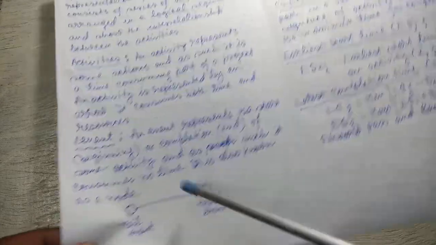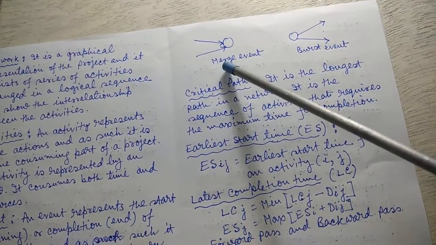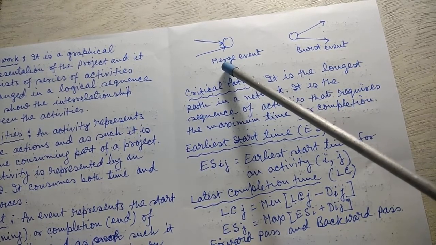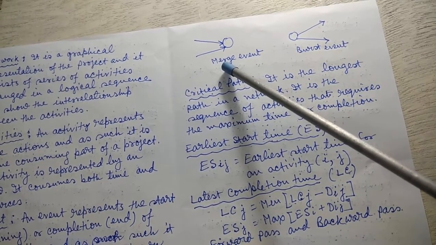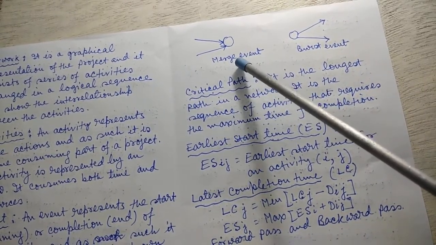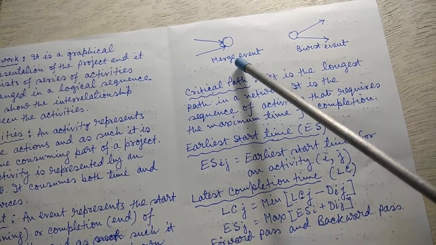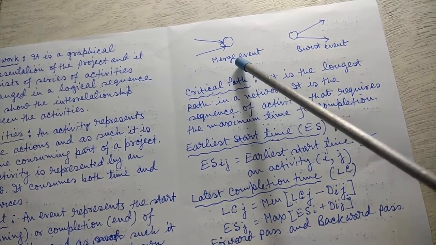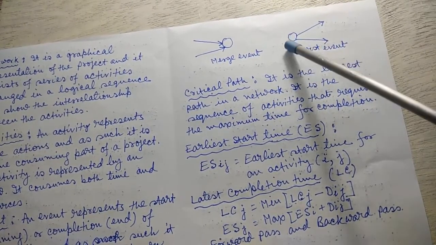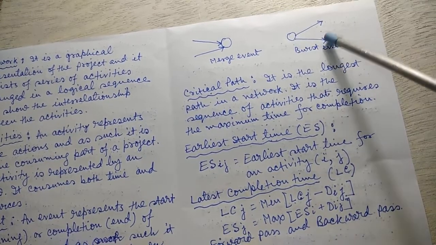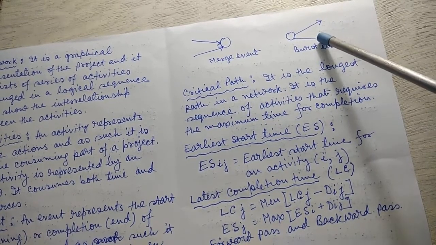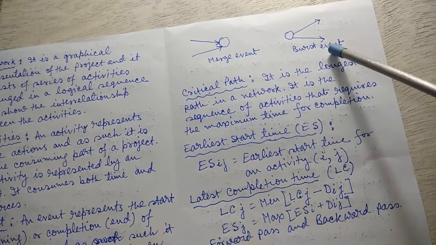Now see, merge event. What is a merge event? In a network, a number of activities may terminate into single node. It is called merge event. This is merge event. And a number of activities may emanate from a single node. That is, from a single node more than one activities may start. That is burst event.